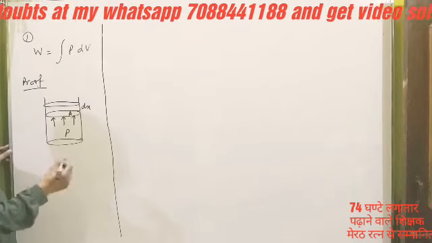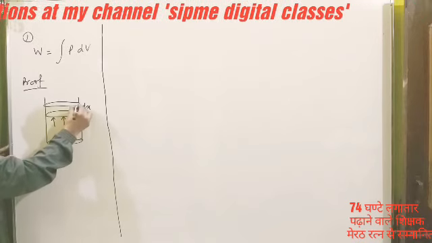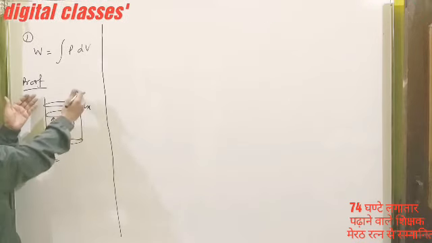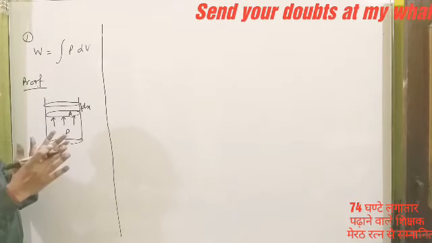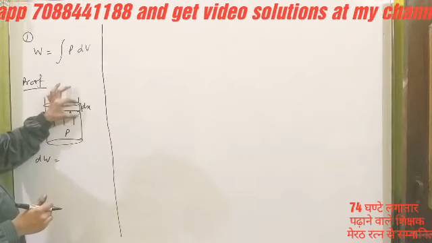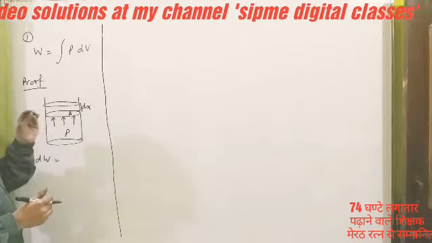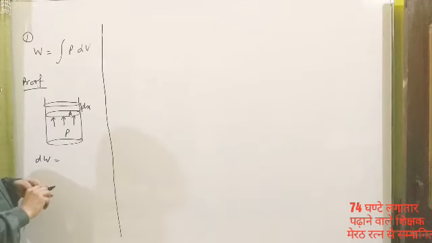Now we have to find the work done. We know that work done will be dW because the displacement is very small. We have shown it up to a large distance because otherwise you will not be able to see it in your videos. Therefore, I have shown it like a large distance, but it is a very small distance. It is thinner than our hair.